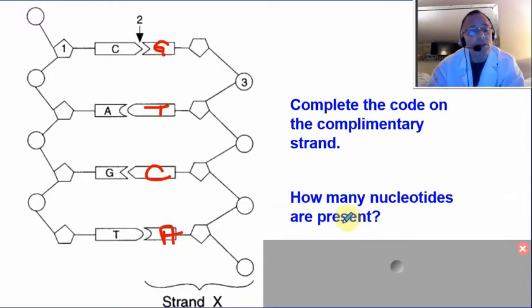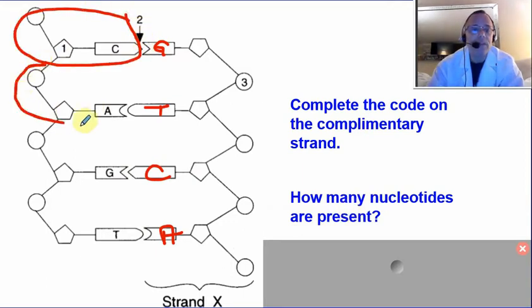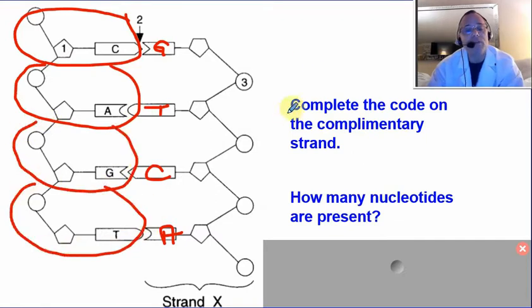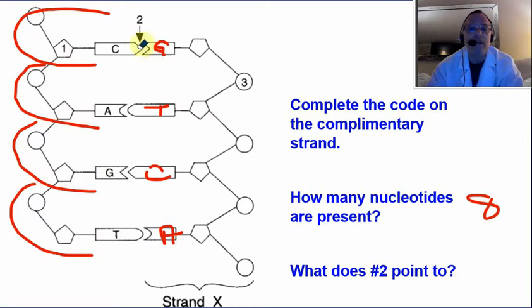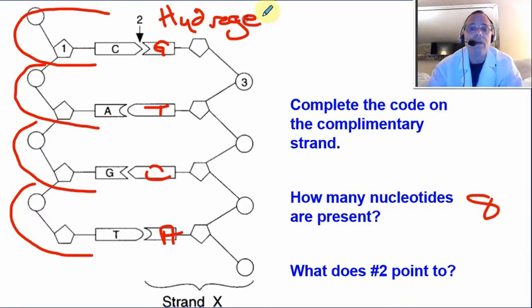All right. How many nucleotides are present on the screen? Pause, and let's see. So, right here, we have 1 nucleotide, which means that this is a second, a third, and a fourth. There's a complementary strand on the other side, so we have a total of 8 nucleotides. And what does number 2 point to? Number 2 is right here, and it is asking you to visualize that invisible force that's holding both strands together, the complementary strands, and this is known as a hydrogen bond.